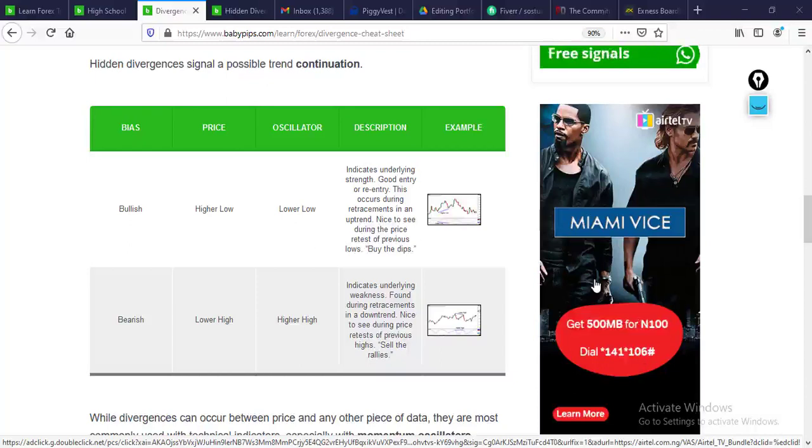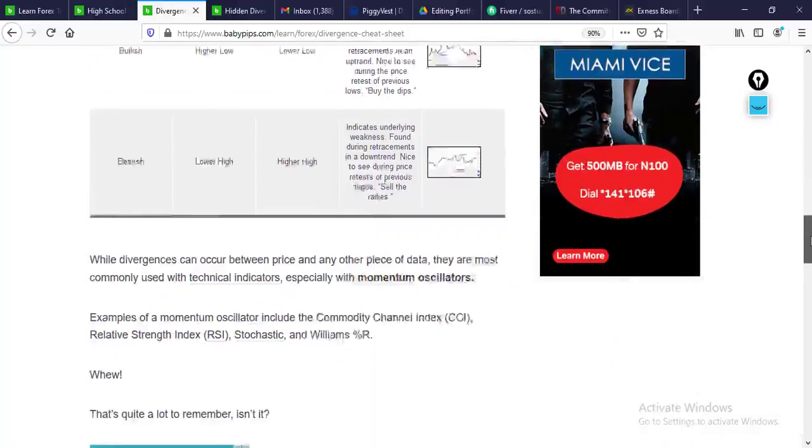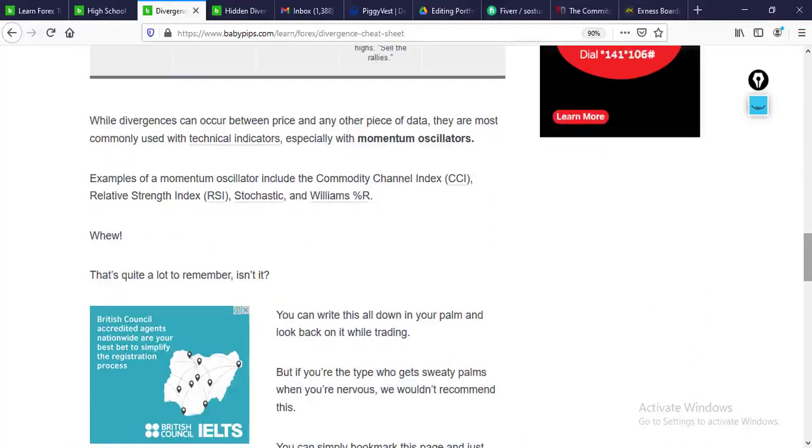This is a good entry because it shows that there is a retracement in an uptrend, and it's nice to see the price retest previous lows, and we are to buy the dips. However, for a bearish hidden divergence, the price of the market should be making lower highs, while the oscillator should be making higher highs, and this indicator shows that it's time for us to rally behind the sell. So DVs can occur between price and any other piece of data?